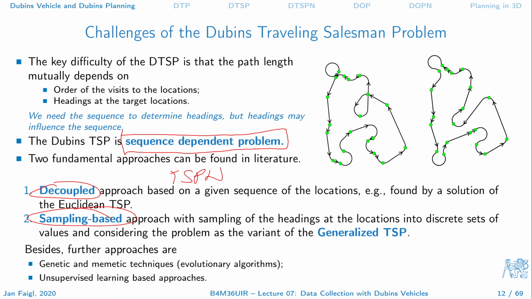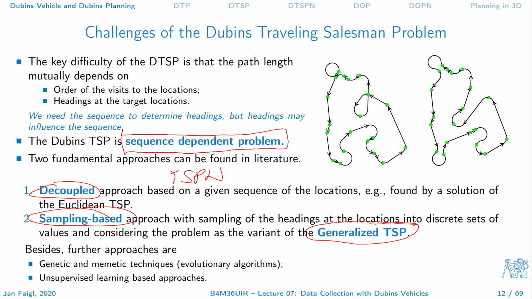Or for mutually very far locations, the Euclidean distance is actually quite okay. And for sampling based, okay, we have continuous domain. We can sample the headings and we can transform it to this generalized TSP. But the problem is how we assure that our sampling is good, how we can sample. Now I will show you some of the approaches how to address this.